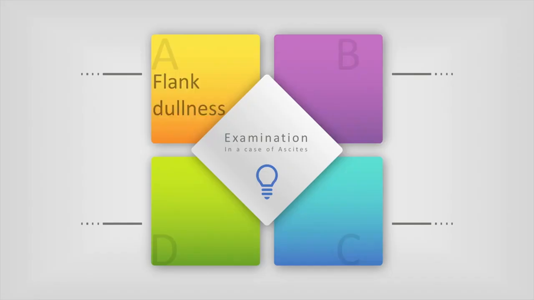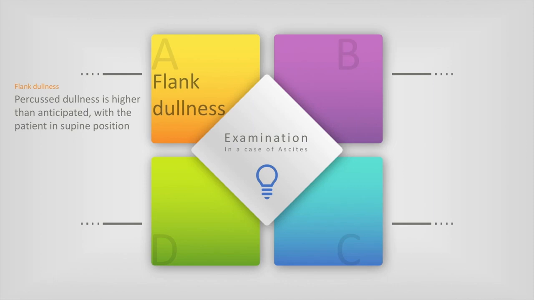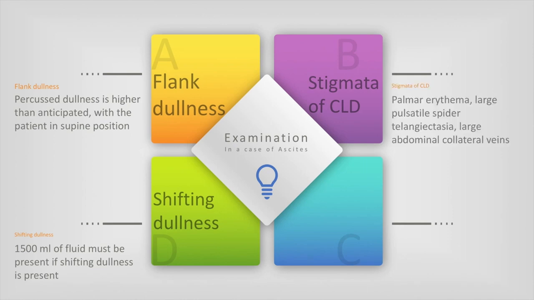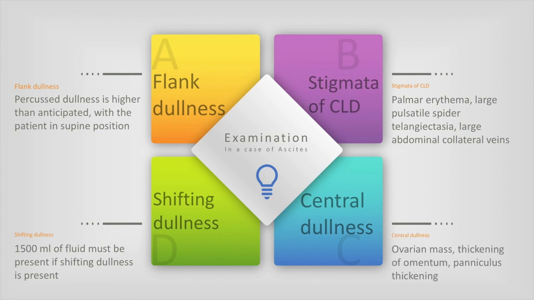A patient may have flank dullness, in which the percussion dullness is higher than the anticipated height with the patient in supine position. There may also be shifting dullness, for which 1500 ml of fluid must be present. The patient may have peripheral stigmata of chronic liver disease such as palmar erythema, large pulsatile spider telangiectasias, and large abdominal collateral veins. In patients who have central dullness, we must think of an ovarian mass, thickening of the omentum, or panniculus thickening.